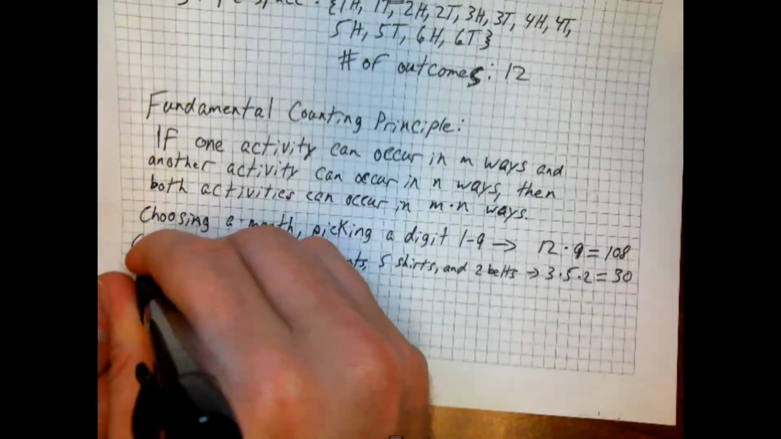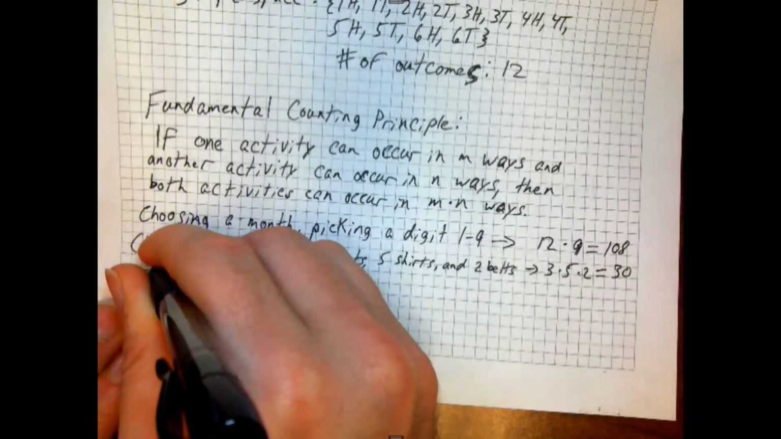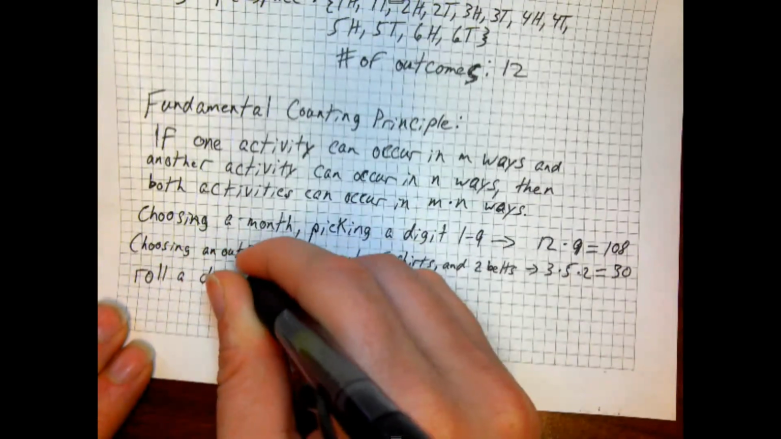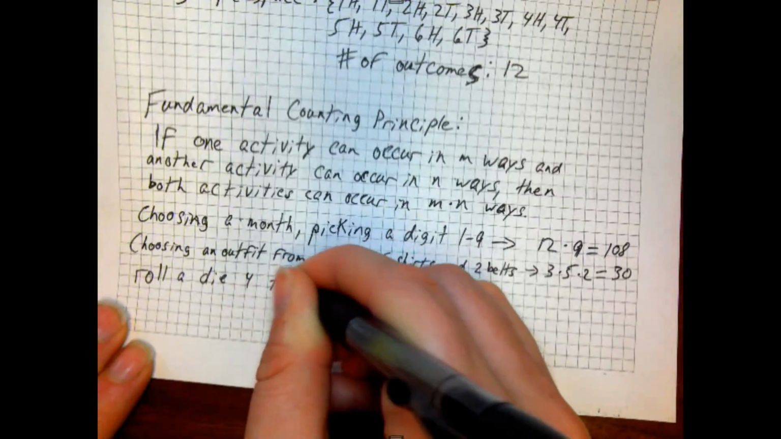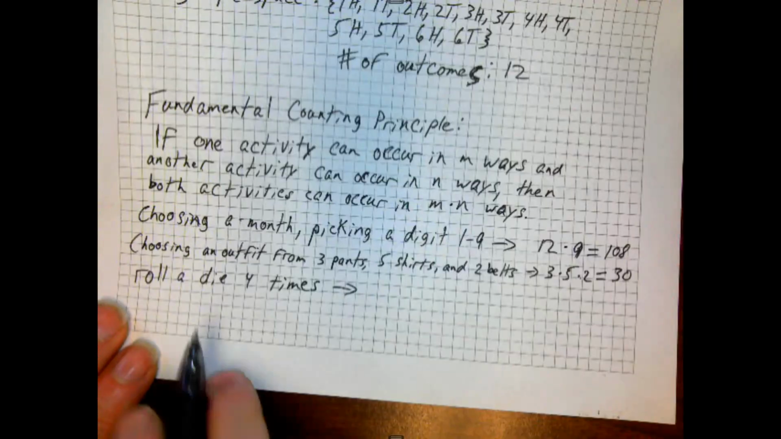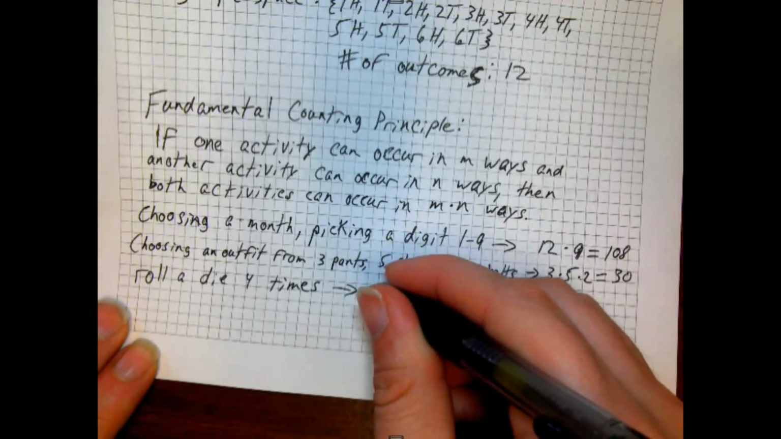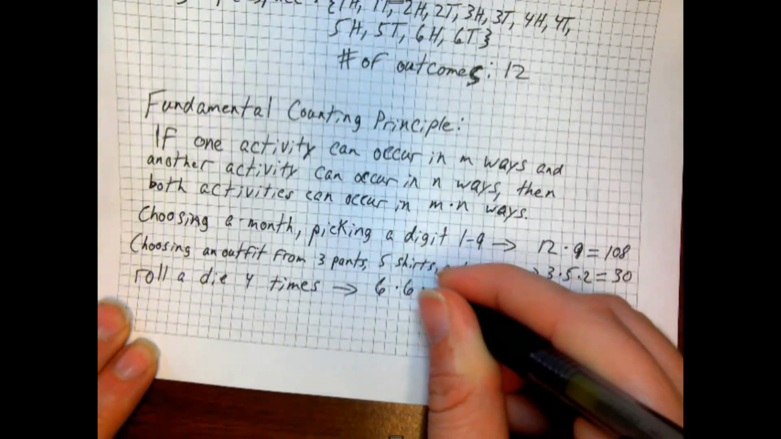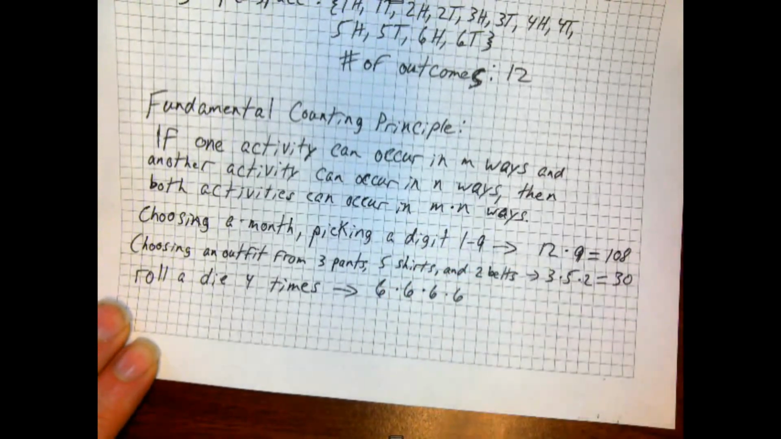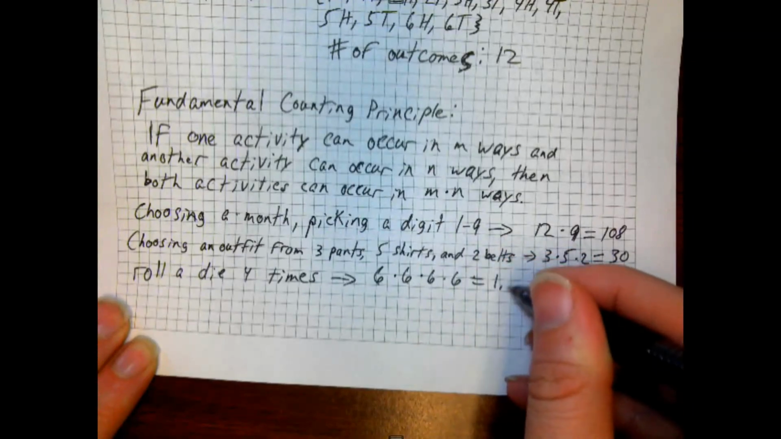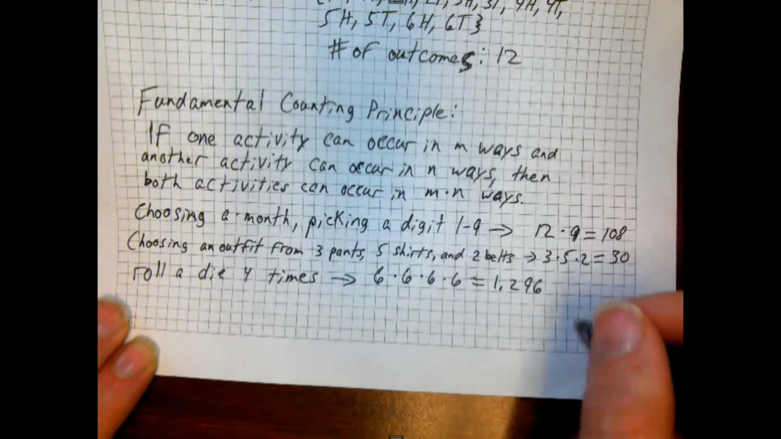What if we roll a die 4 times? Each time you roll, there are 6 possible outcomes. 1, 2, 3, 4, 5, or 6. So 6 times 6 for our second roll, times 6 for our third roll, times 6 for our fourth roll. 6 times 6 times 6 times 6. 1,296 possible outcomes.